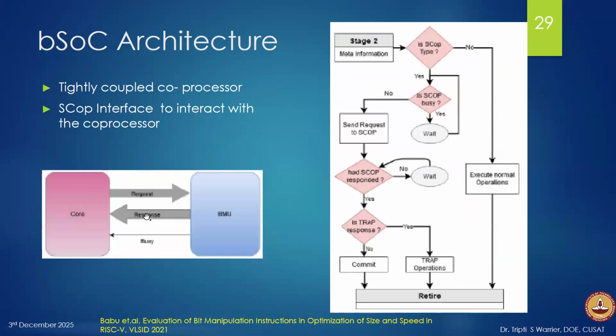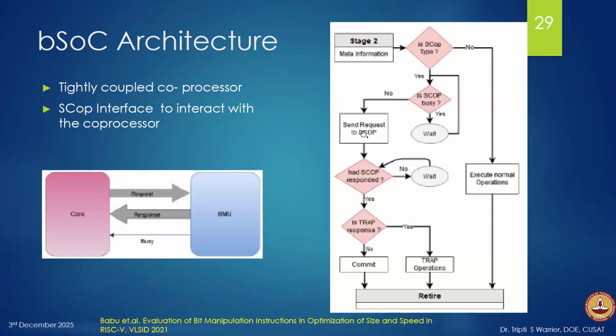Like I said, handshake signals are there between the core and the BMI execution unit. In the second stage, you check whether it is of type SCOPE, SCOPE being the interface name. If not, then it is a normal execution. If it is a SCOPE instruction, the interface has to be used. Then you check whether your interface is busy or not. If it is busy, you wait until it is free. That means your coprocessor is busy catering to your previous request, so you have to wait till it becomes free. If not, you send the request.